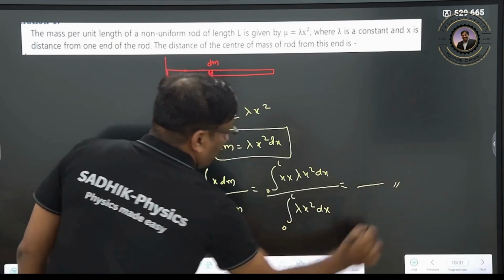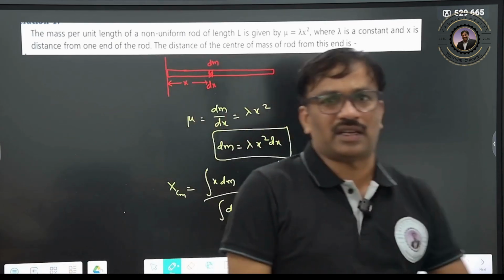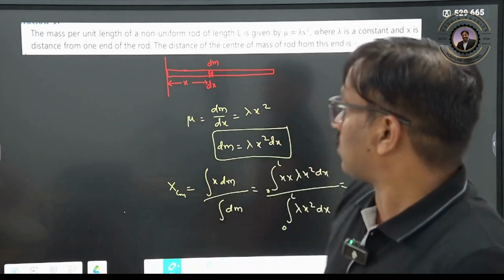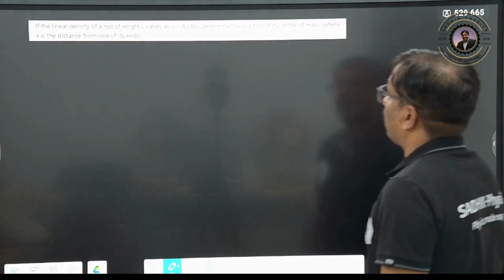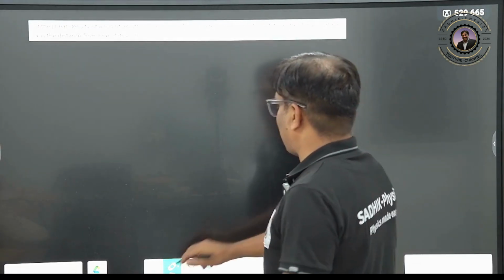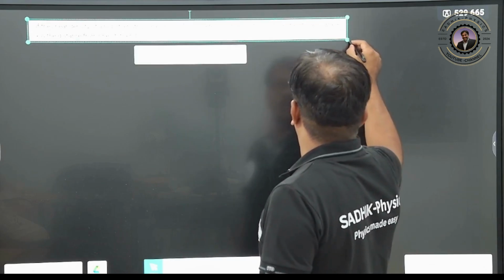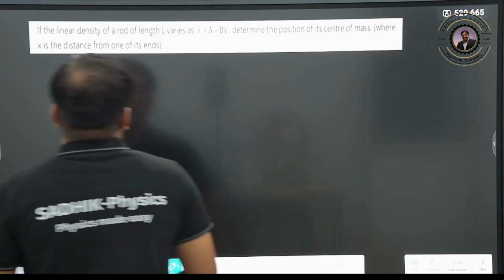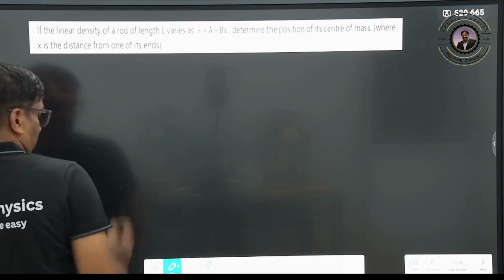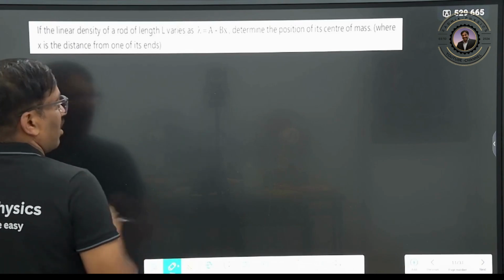Please try to continue this one. Continue the integration, it is basic integration only. So you can solve the problem very easily. Clear? One more question we'll take here. Same type of question. Once or twice, questions have come based on this. Again the same length is L. Slightly lengthier calculation is there, not very lengthy.